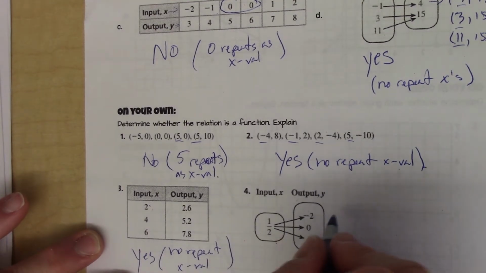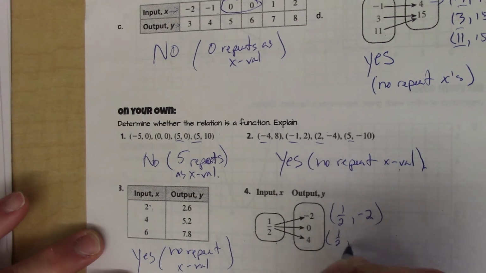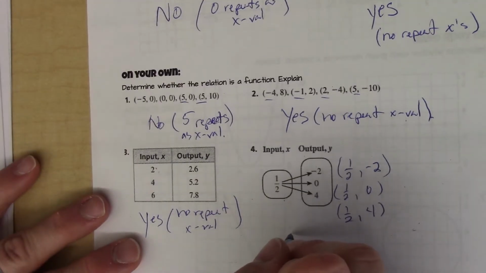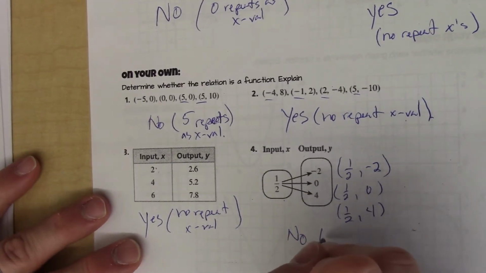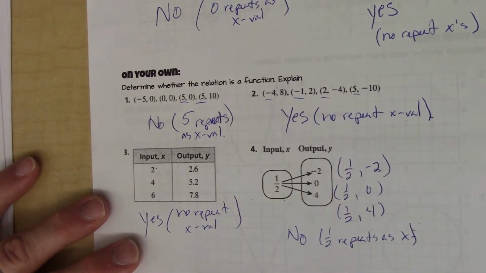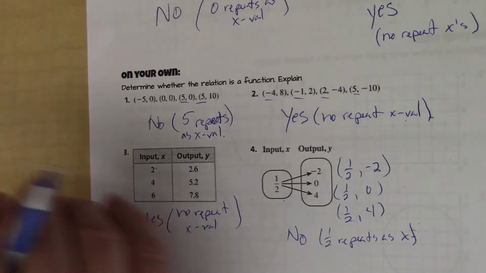And this one, again, this would be 1/2, -2. This would be 1/2, 0. And this would be 1/2, 4. And that repeats the same x value 3 times, so that's definitely a no. 1/2 repeats as x. Good enough, okay? That's it. That's all you got to do for determining whether it's a function or not, given points. And this was all points, right?